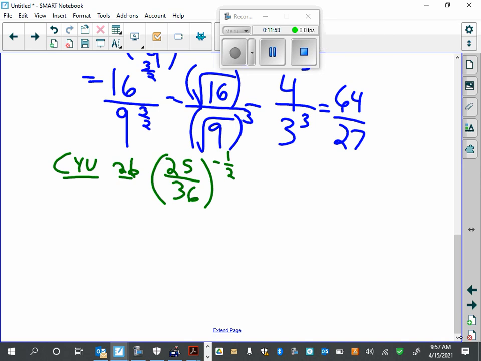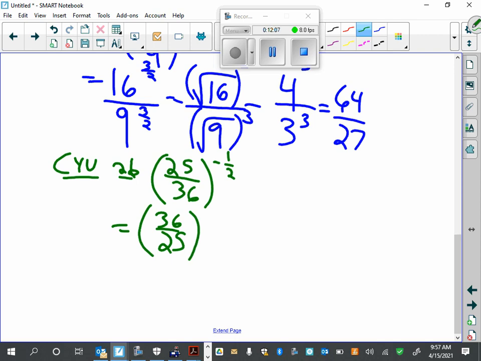But first step, know it. You have to flip the 36 and the 25 because you're multiplying by the reciprocal, and then you turn the negative exponent positive. You don't flip the exponent. If you want to write it down, write that down, but you never flip the exponent. You flip the base and you keep the exponent the same. You just get rid of the negative, okay?